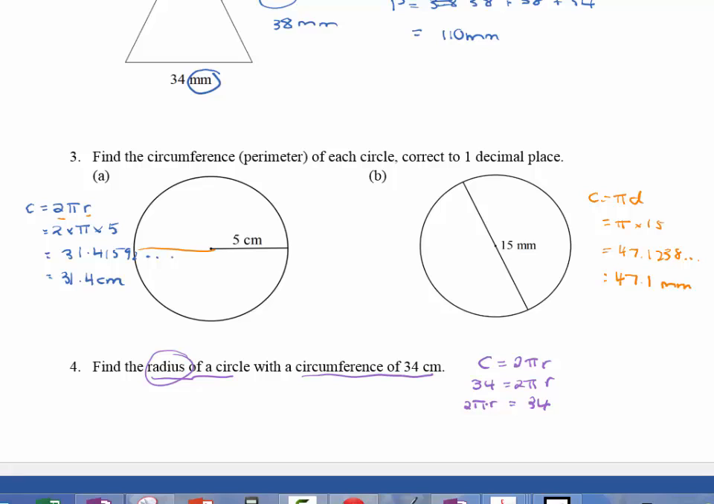Now, you know that the sign between the 2 and the pi and the r is a times sign, so the opposite to times is to divide. So I'm going to divide both sides by 2 pi. These 2 pi's cancel, and you get r equals 34 divided by 2 pi. And on your calculator, your answer you get is 5.411. And let's just give that to one decimal place. I didn't ask what it was for. So to one decimal place, the radius is 5.4 centimetres.